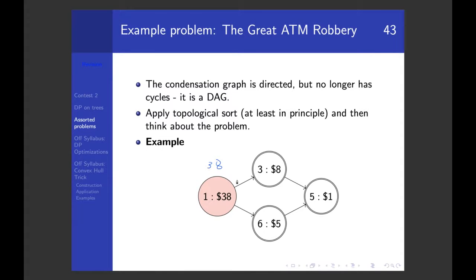Now I have a DAG. And now the answer in this DAG is just the longest walk that starts here and finishes at a pub. So go here, here, here, or like here, here, here. And it's easy to see that in this case, 38 plus 8 plus 1 equals 47 is the best possible walk. And this problem is easier because there are no cycles. We can never visit a node again. And we'll see that this makes a DP a lot easier.